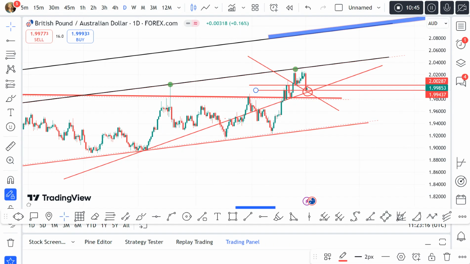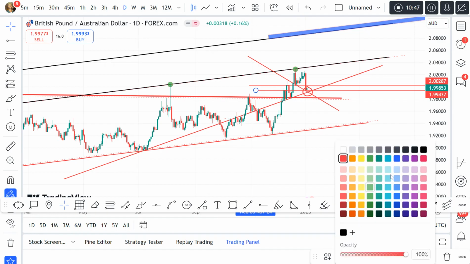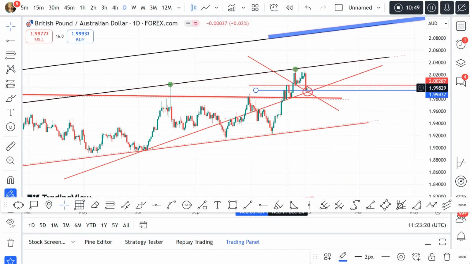for GBP. So let's change the color. At this level, you find that there is a strong daily horizontal demand structure here that was previously broken, but when price returned, it respected it. So the coming week is going to be a buy.